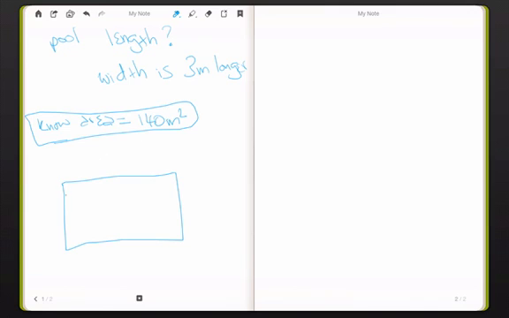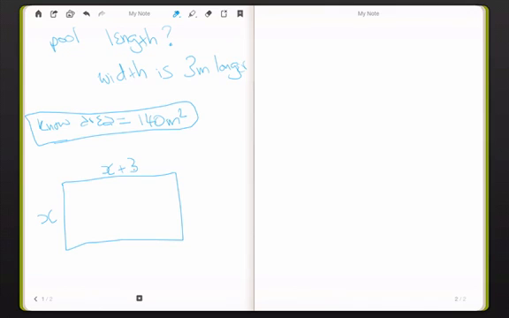that the pool has a certain length, so we'll call it X. We have no idea how long it is, but we do know that the width is 3 meters longer than X. So we've already got X, and we need another 3 meters. Okay, so this is the dimensions of our pool.